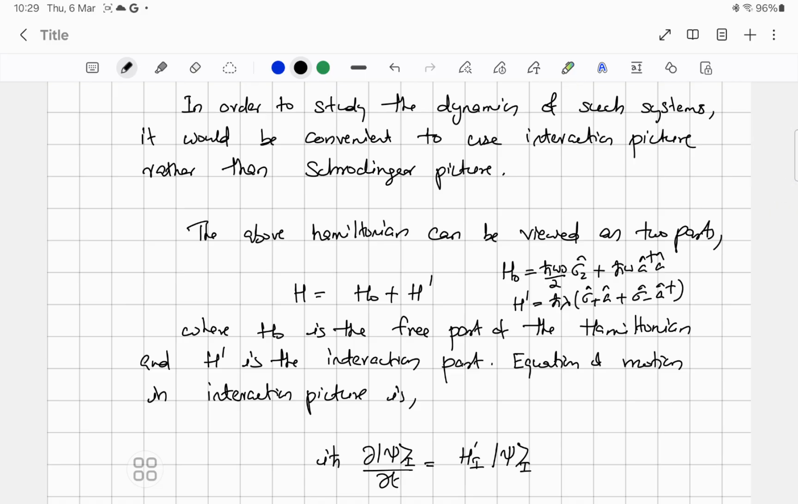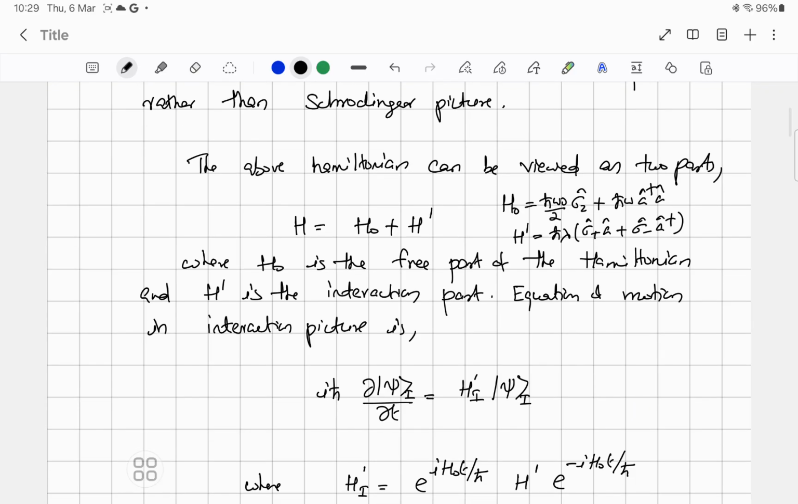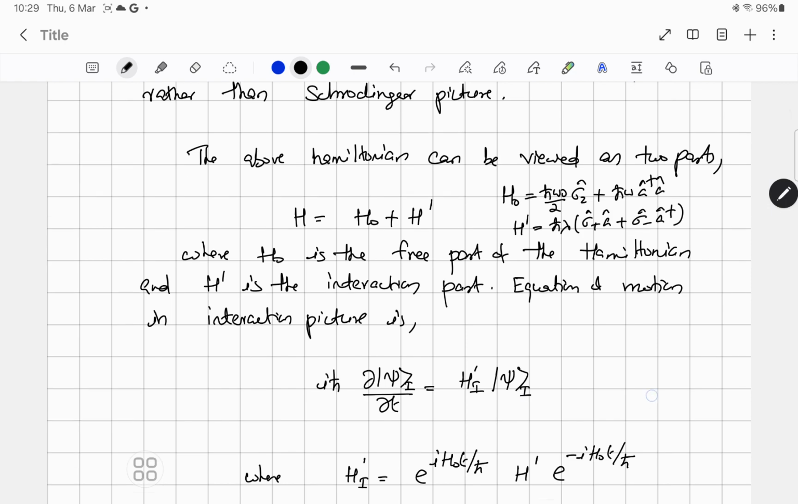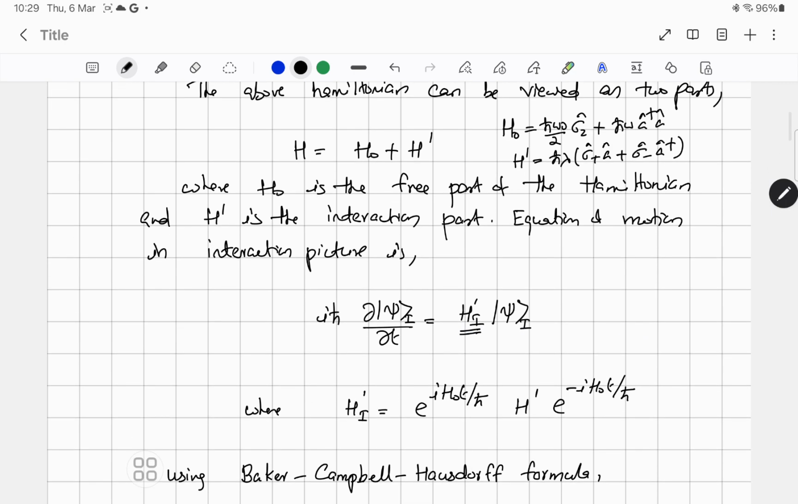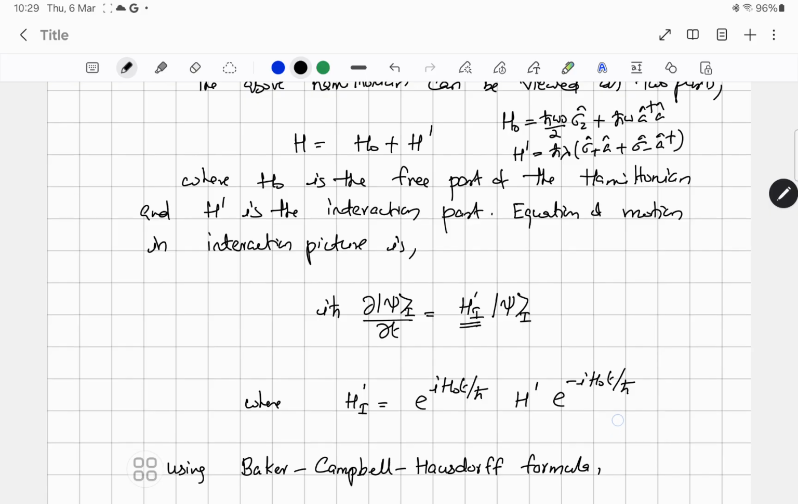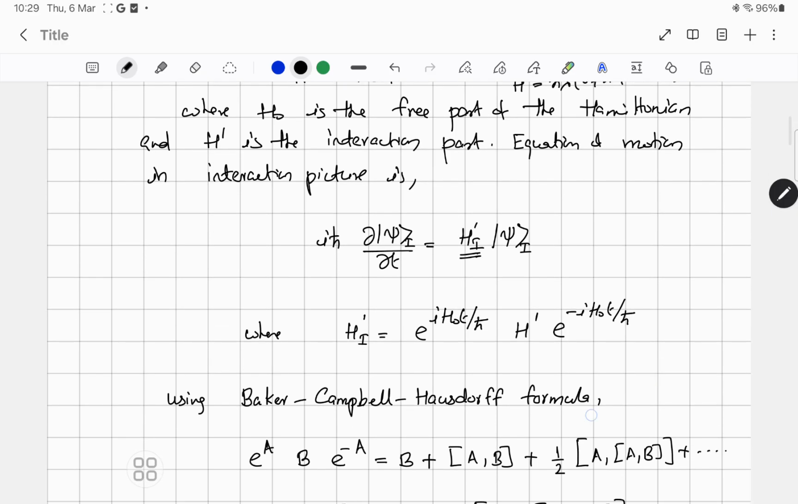Using the interaction picture, the equation of motion can be written as iħ ∂|ψ_I⟩/∂t = H′_I |ψ_I⟩. Now we have to find H′_I, the interaction part of the Hamiltonian in the interaction picture. H′_I can be found using e^(iH0 t/ħ) H′ e^(−iH0 t/ħ).